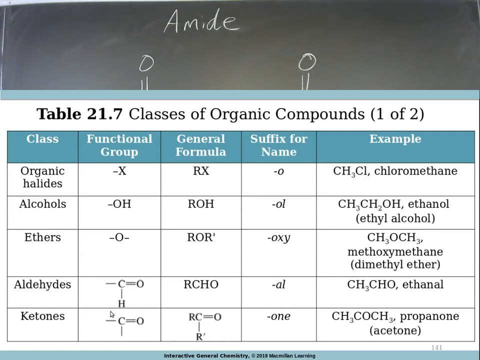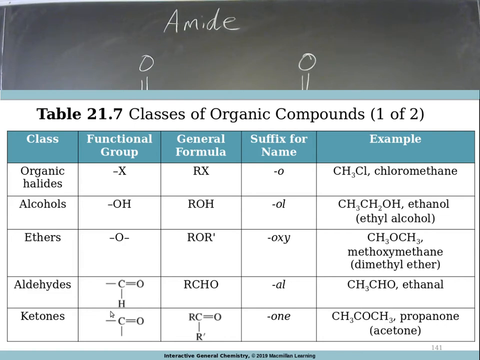So they give you chloromethane. Alcohols just end in ol, so there's ethanol that they show here. Although if you have a longer chain than 2, then you'll also need to indicate the position of the OH group. So there's a difference between 1-propanol and 2-propanol.